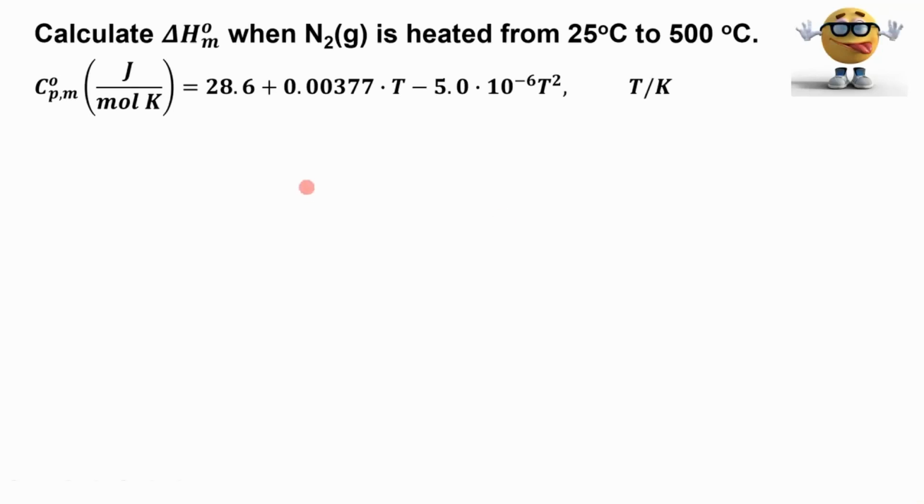My friends, we're going to solve for the change in the standard molar enthalpy. The delta means change, the H means enthalpy, the M means per mole, and the superscript means it's at standard state at a pressure of 1 bar.